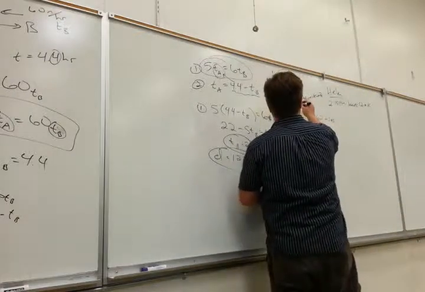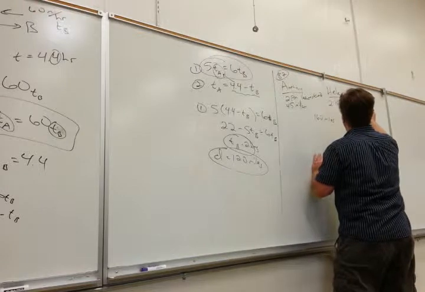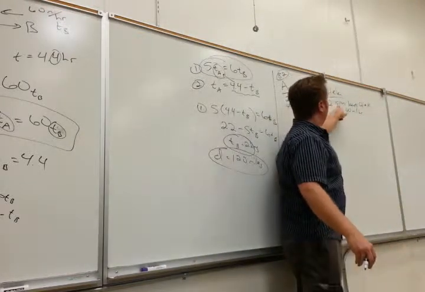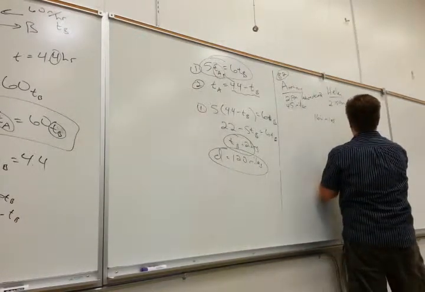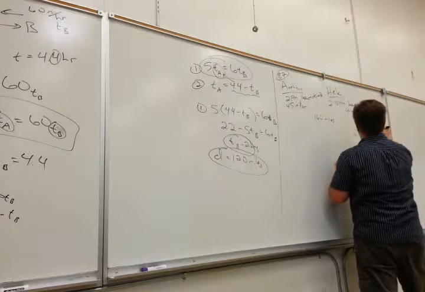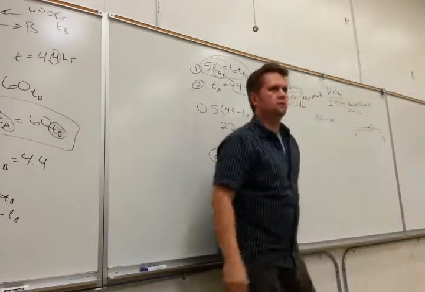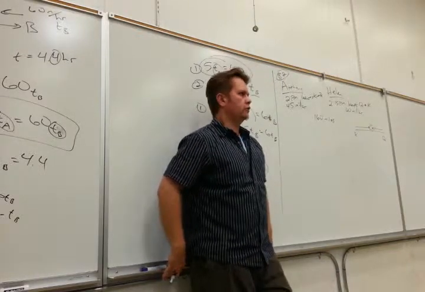So Helen left later, and she's going slower. So you don't really need a visual. If she left later and is going slower, then they should obviously meet closer to Queensville. Okay. How are we doing so far?